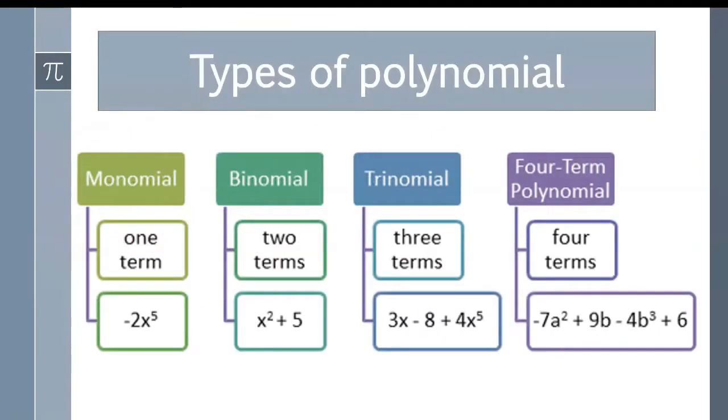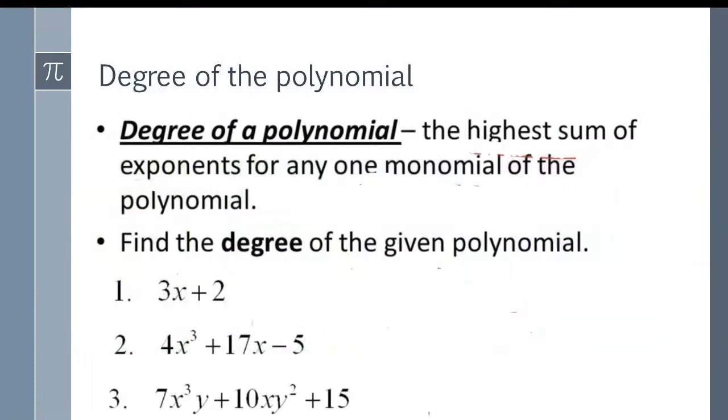Okay. Now the types of polynomial, you already know that, right? If there is only one term in the expression, we call it a monomial. If there are two terms, we call it a binomial. If there are three terms, like this is one term, this is one term and this is one term, we call it a trinomial. And if there are more than three terms, we call it a polynomial. Okay. Now coming to the degree of a polynomial. So what is degree? The degree is the highest sum of the exponents for any one monomial of the polynomial.